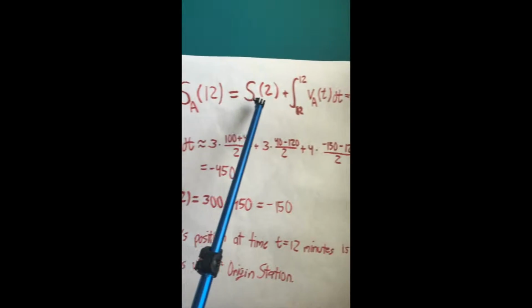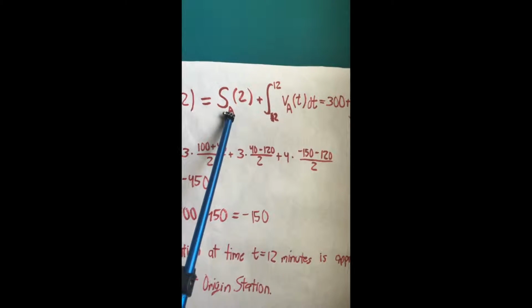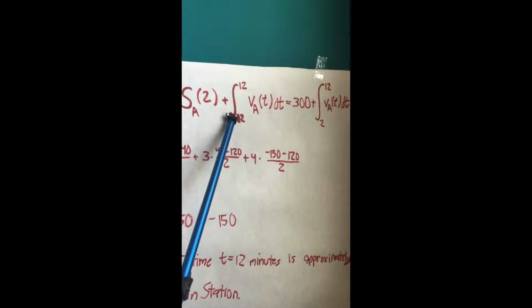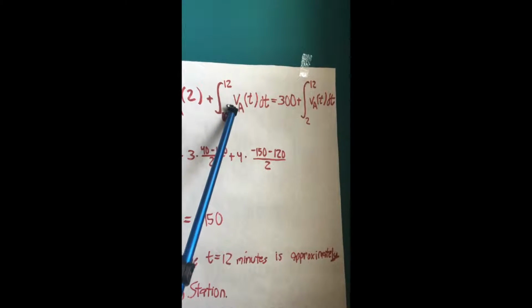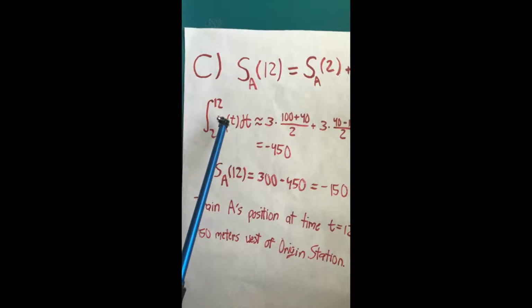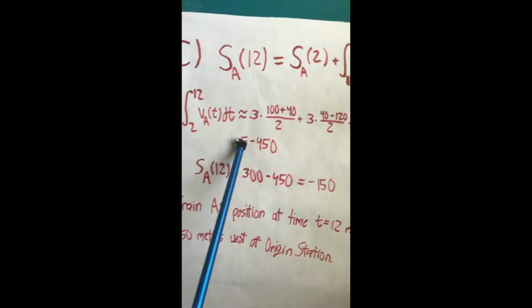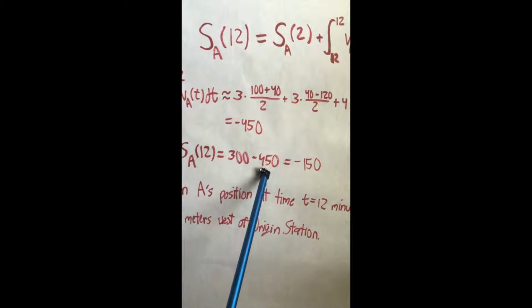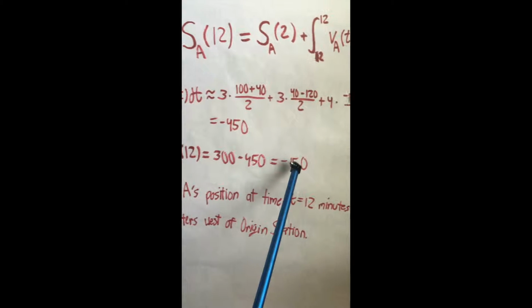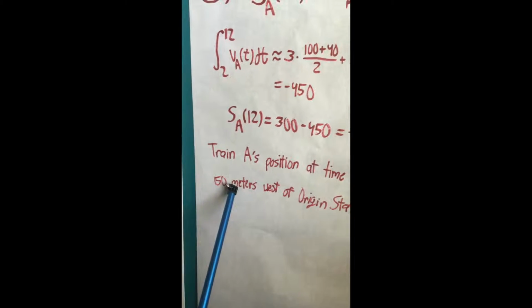This expression right here will give us train A's position at time t equals 12, because SA of 2 is given to us, it's 300, and then taking the antiderivative of the velocity from time t equals 2 to time t equals 12 will give us the position that it moved. After using a trapezoidal sum to approximate, it moved 450 meters west from time t equals 2 to time t equals 12, and subtracting 450 from 300, we get negative 150. So train A's position at time t equals 12 minutes is approximately 150 meters west of the origin station.